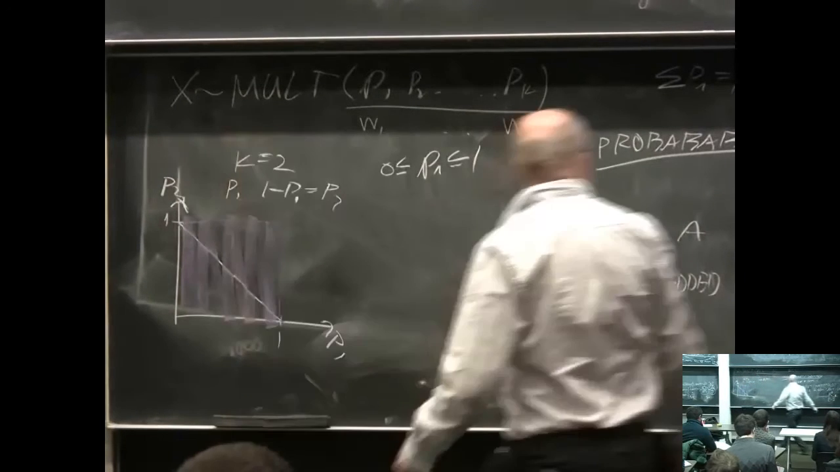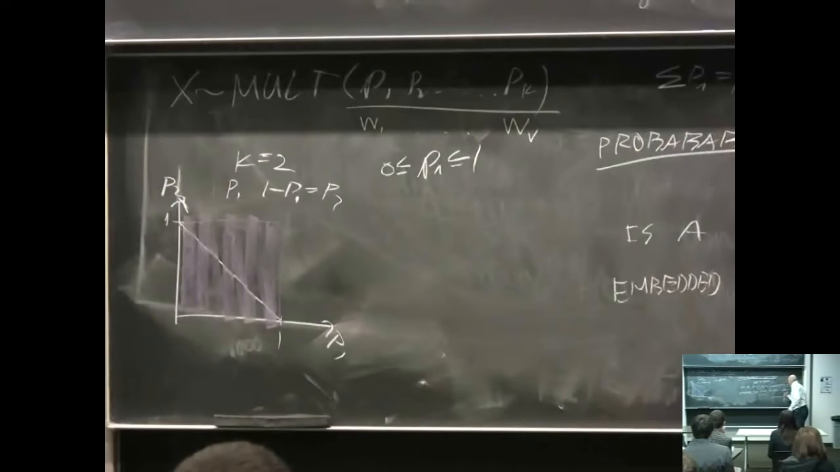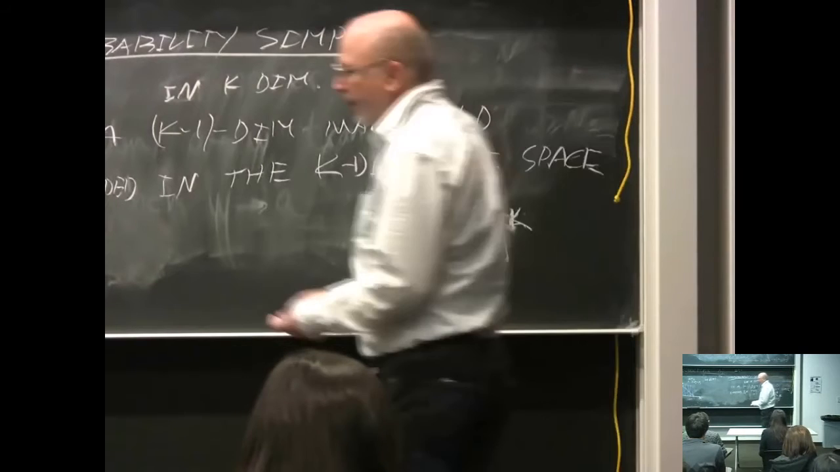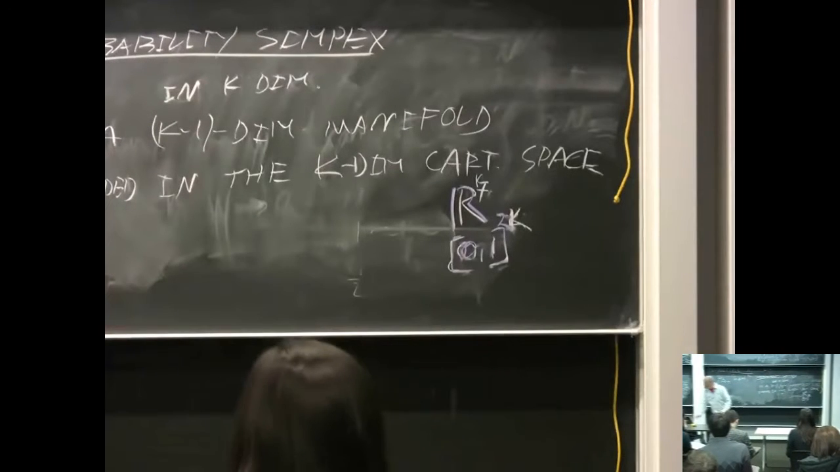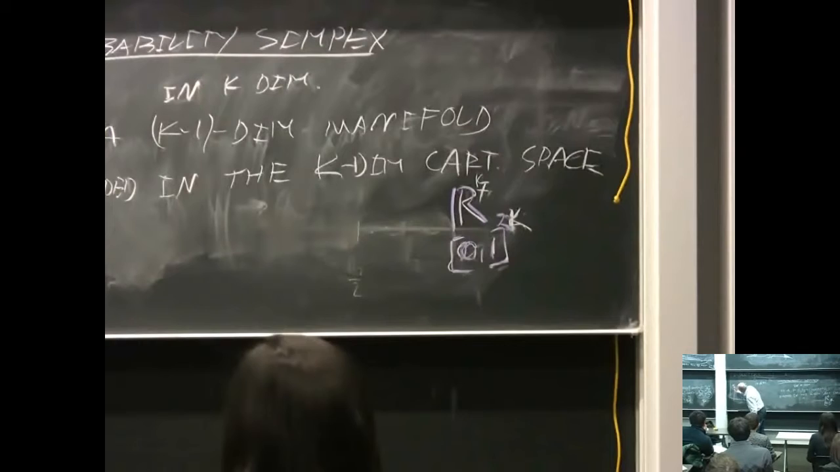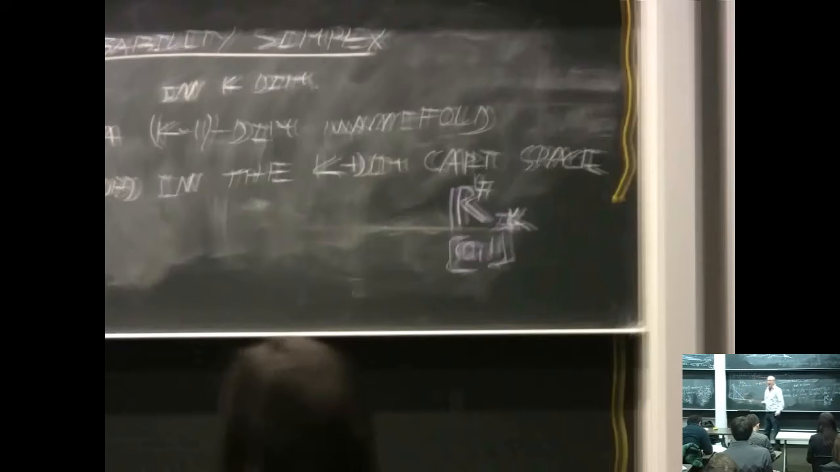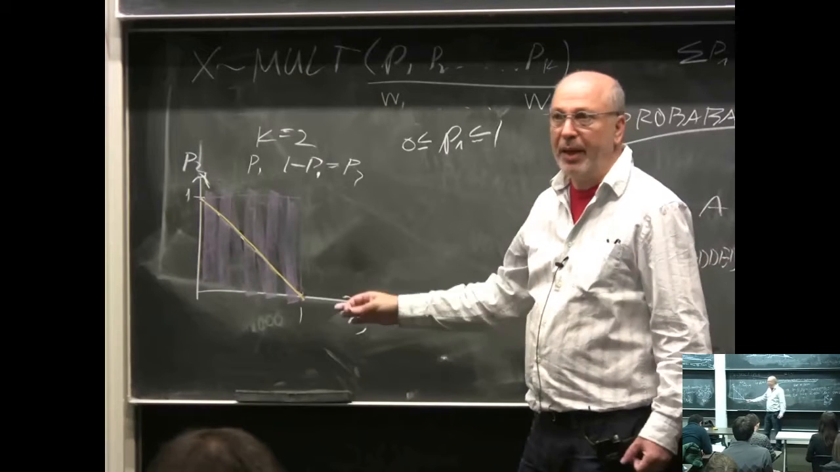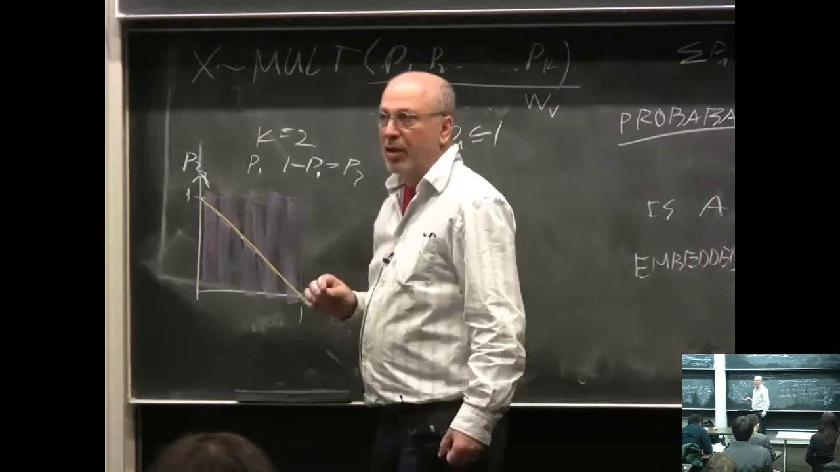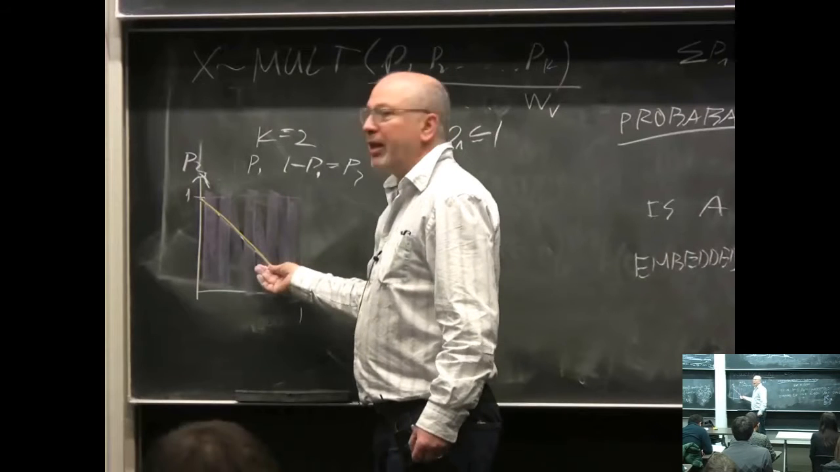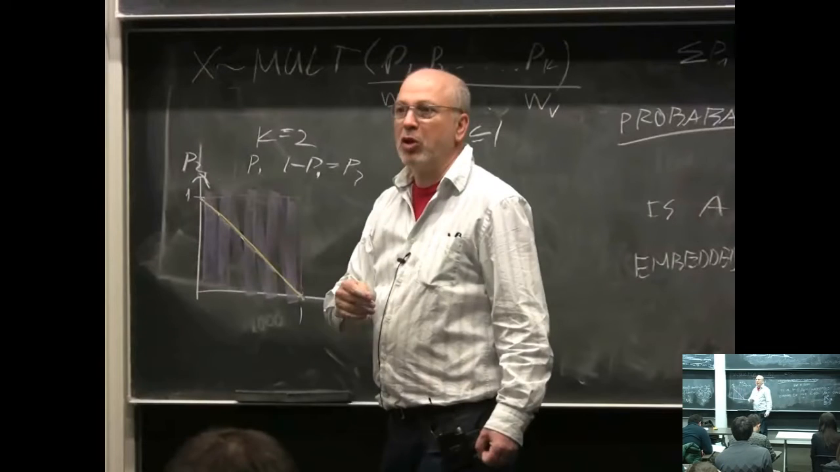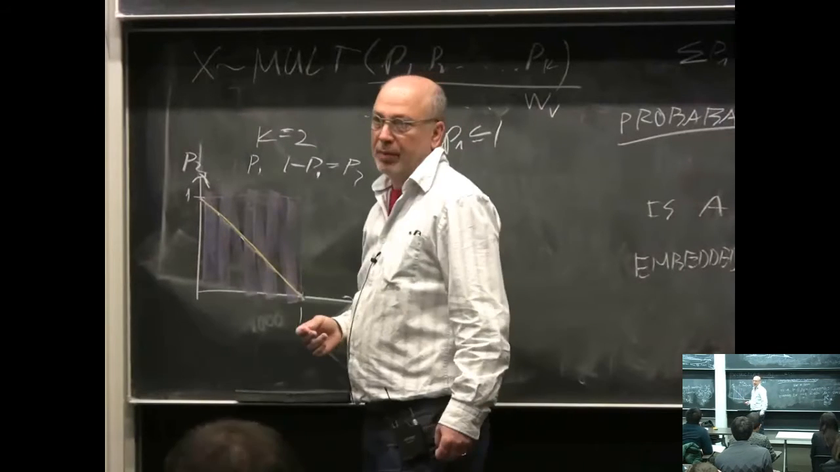This block is the 0 to 1 to the power of 2. This line is the manifold of dimensionality 1. It's a line, therefore it has the dimensionality of 1. It's a manifold of dimensionality 1 that is embedded in this 2-dimensional space. Every point on this line corresponds to a particular binomial distribution, and every binomial distribution in the world corresponds to a point on this line.